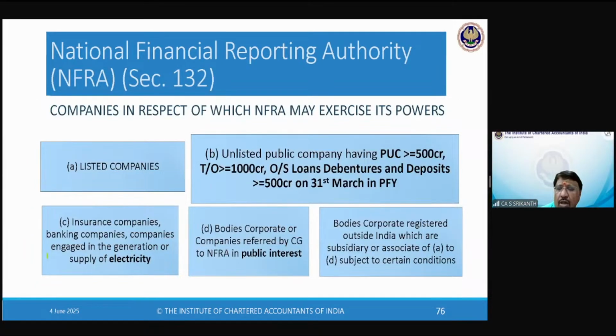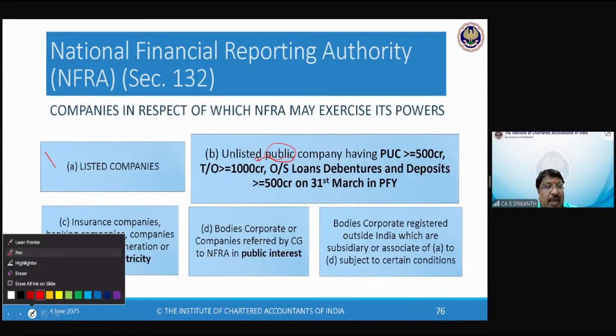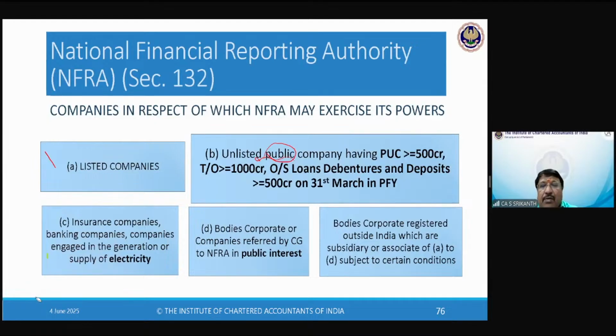Now, all these tough provisions, to whom do they apply? They apply to certain categories of company only. Obviously, listed companies are covered. Unlisted companies are also covered, but only unlisted public companies. Private companies are not covered, because they are too small. For NFRA to get itself interested in this type of thing, there should be a substantial prejudice. Otherwise, NFRA will not get itself involved. Correct?